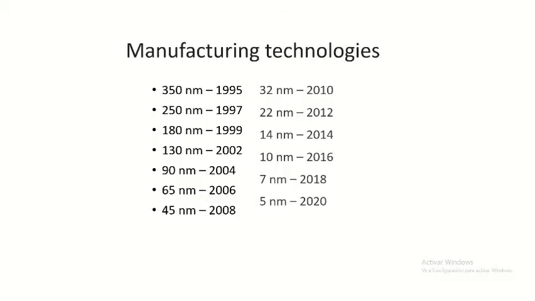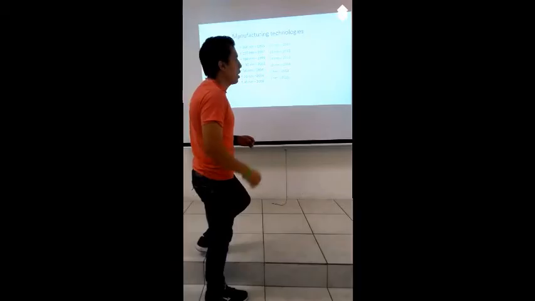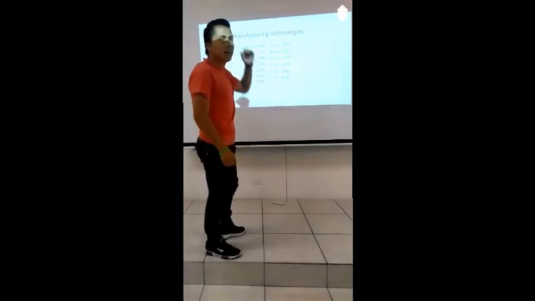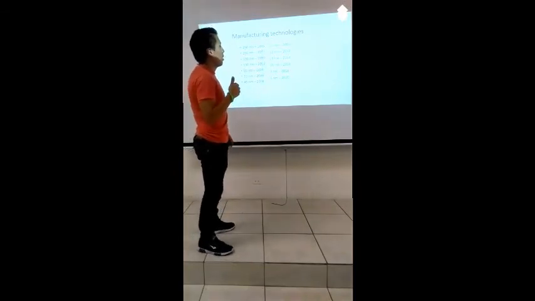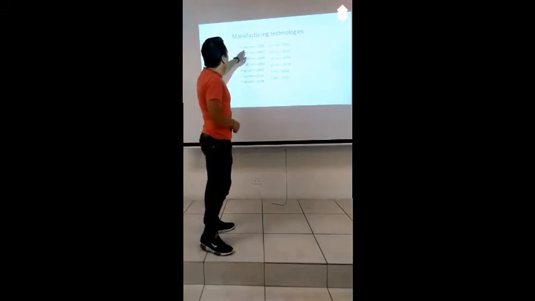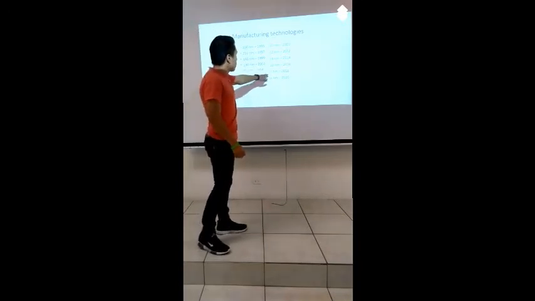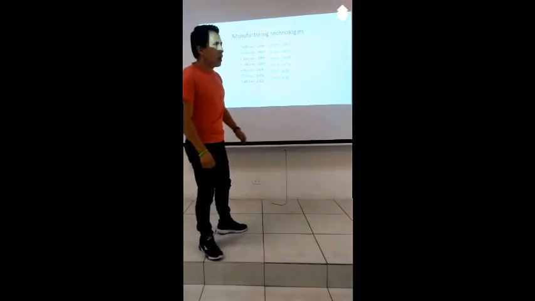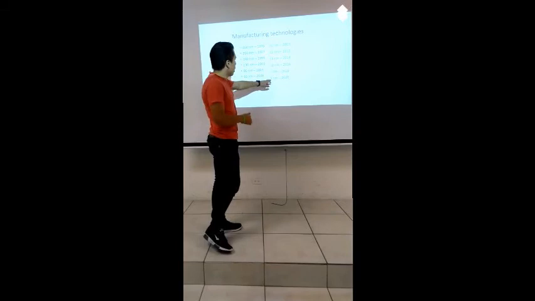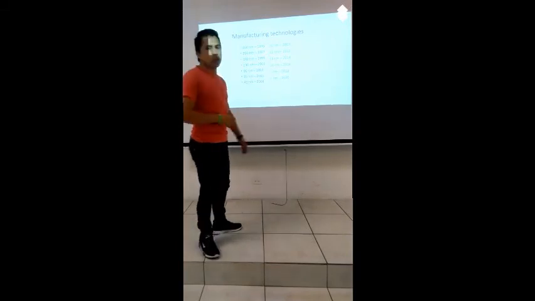In this graphic, we can see the years of the first integrated circuits and the actual years. For example, in 1995, the first circuit was 300 nanometers. And actually, it is 77 nanometers. And in the future, we will have 5 nanometers.